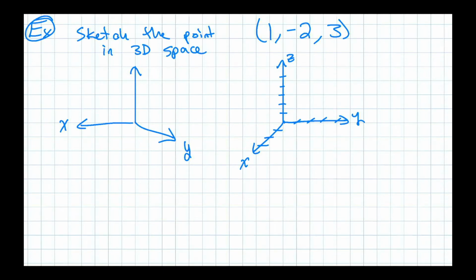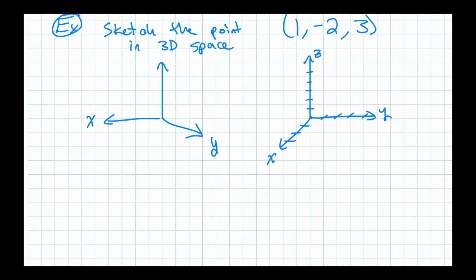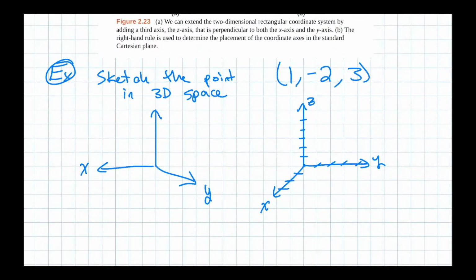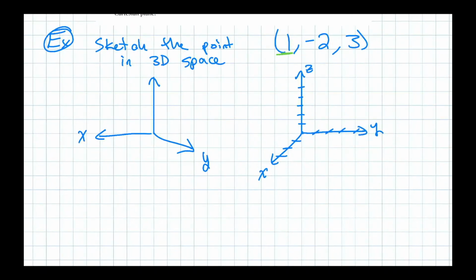Let's get a different color here. Our first component is X. X equals 1. So where is X equals 1? We've got our X-axis right here. So X equals 0 is here, X equals 1, X equals 2, X equals 3. So this is X equals 1. X equals 1 is actually this entire plane, like this, right? That's X equals 1.